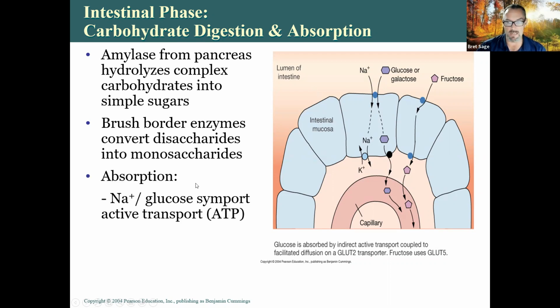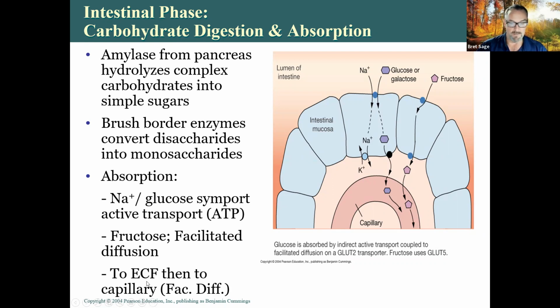So absorption, how do you get some of these molecules from your lumen into your cells? Well, there's a thing called a sodium glucose symport active transport mechanism. So in this case, you actually use energy to move glucose from the lumen of the intestine into the cells. But fructose is facilitated diffusion, and facilitated diffusion does not require any ATP energy, so therefore it is passive. Eventually, it goes to the extracellular fluid, which is this tan area, then eventually to the capillary, again through facilitated diffusion using proteins that help move these particles from the intestinal mucosal cells through the ECF and eventually blood.